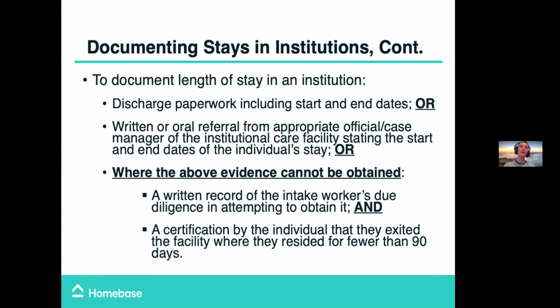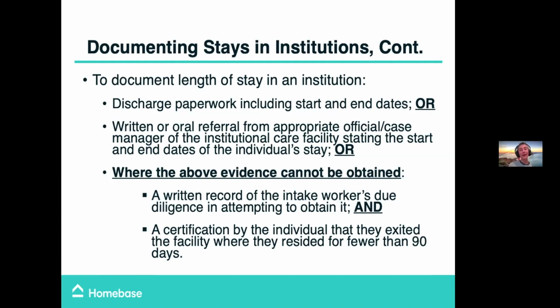Yeah, so documenting the length of stay in that institution, right? You know they were homeless when they went in. You want to get ideally some discharge paperwork, but it has to clearly include start and end dates of their stay, so you can show that it was less than 90 days. Or you could get a written or oral referral or statement from someone who works at that institution who had knowledge of the stay. And that statement would just have to clearly show the start and end date of the stay. Because again, you're trying to document with third-party documentation that the stay was less than 90 days so that you can include it in the history of homelessness.